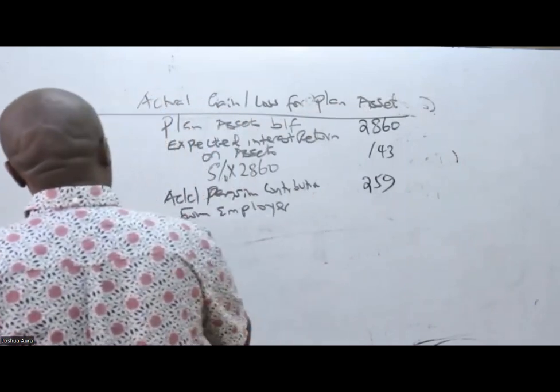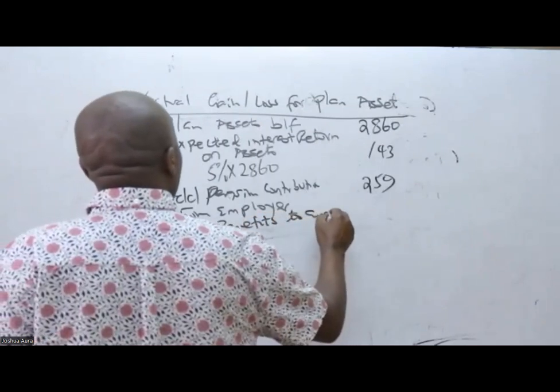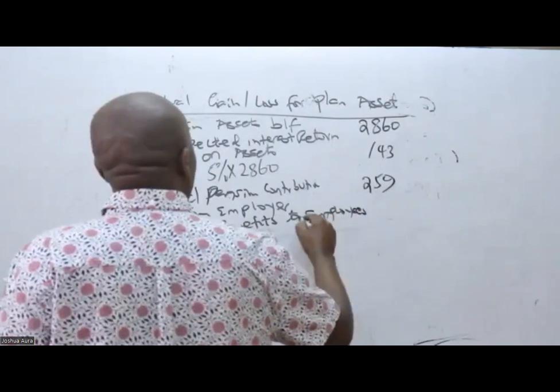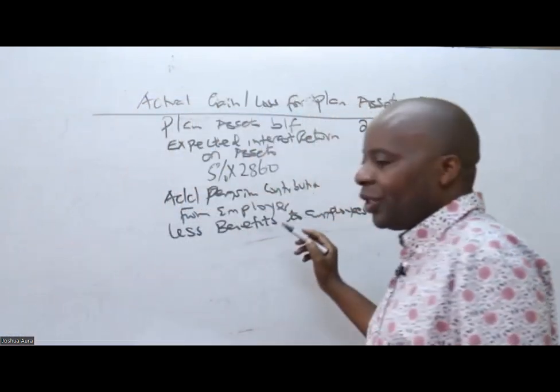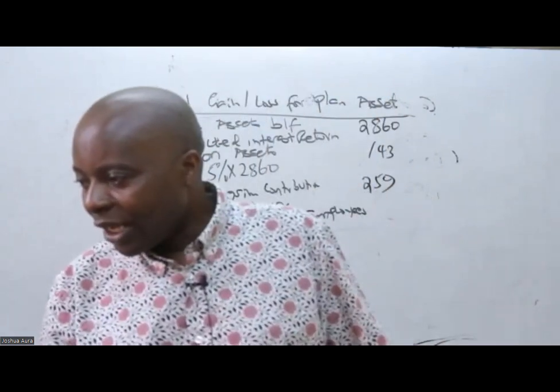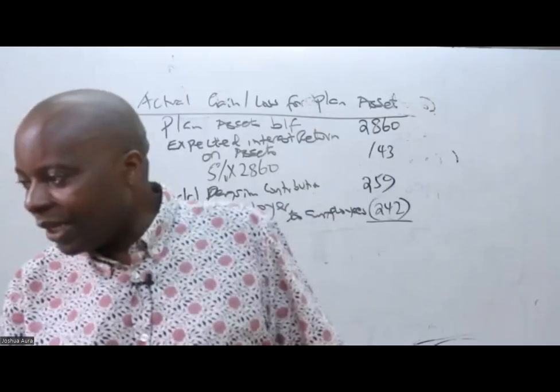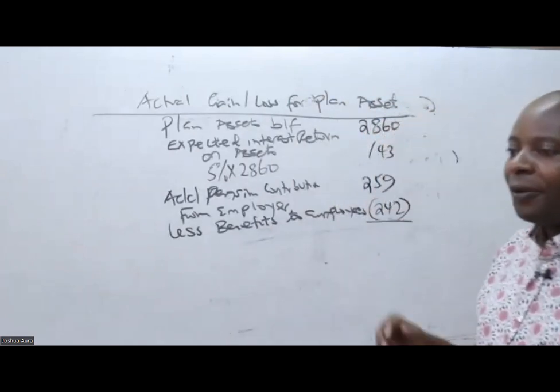So in this case here, less benefits. The benefits we pay to employees reduce the assets. Less benefits paid to employees in the year. Am I able to see the benefits that were paid to employees? Yes, I can see 242. So please subtract that for me. And then you give me the total now.